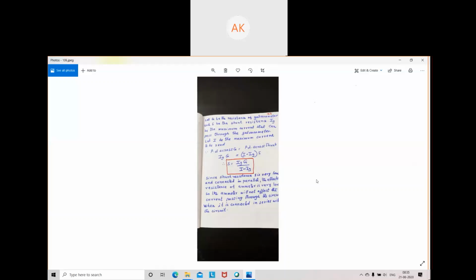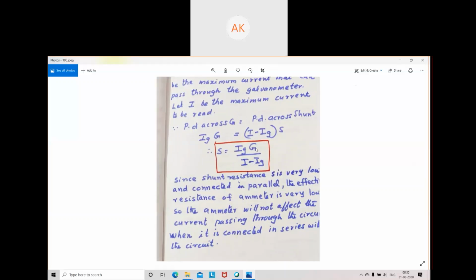That is what we have seen here. Shunt resistance equal to Ig into G. What is Ig? Ig is the maximum current passing through the galvanometer. What is G? Galvanometer resistance. What is I? Maximum current, that is to be read in the ammeter, that means in the circuit. Then Ig, maximum current flowing through the galvanometer. And here, since shunt resistance S is very low and connected in parallel, the effective resistance of ammeter is very low. So the ammeter will not affect the current passing through the circuit when it is connected in series with the circuit. Okay.